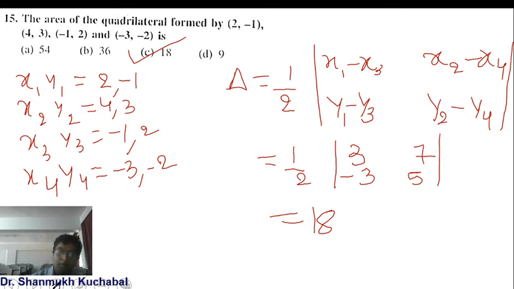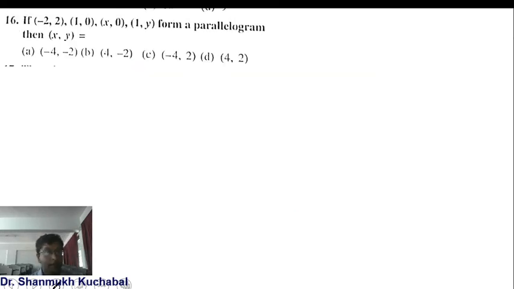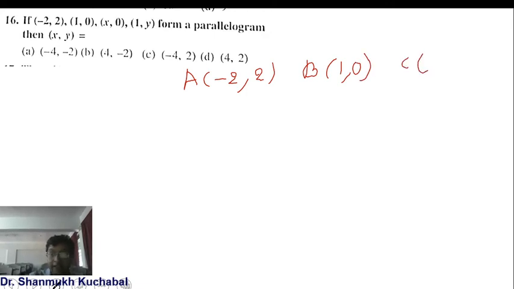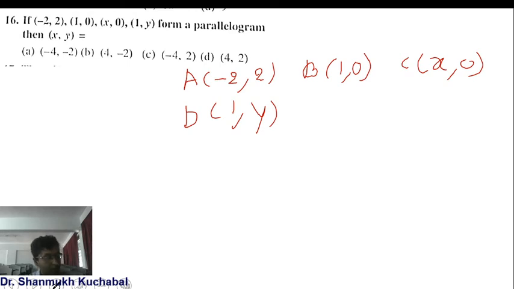So like this we have to simplify it. Okay, now we'll move to our next example. The point A is (-2, 2), the first point. The second point is B, (1, 0). The third point we take as C, (x, 0). The fourth point is D, (1, y). They will form a parallelogram. Then we should find x and y.